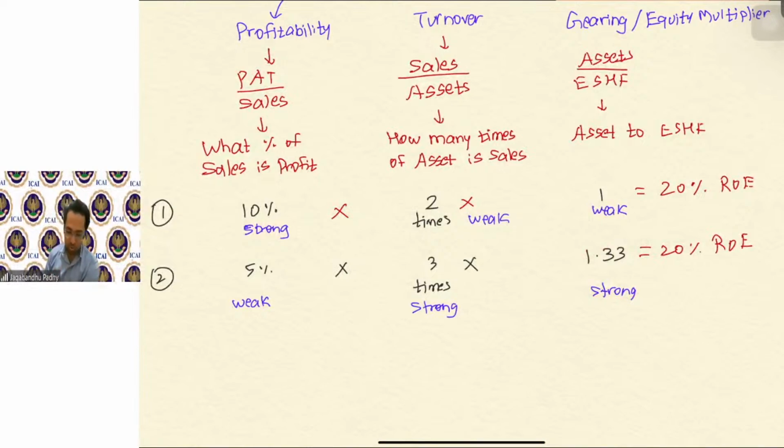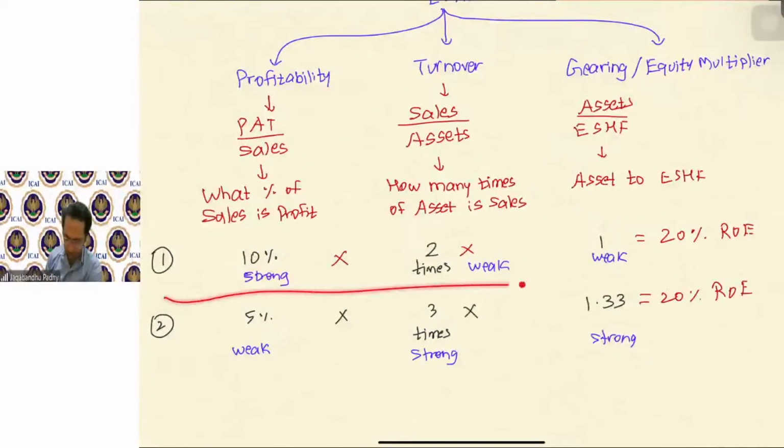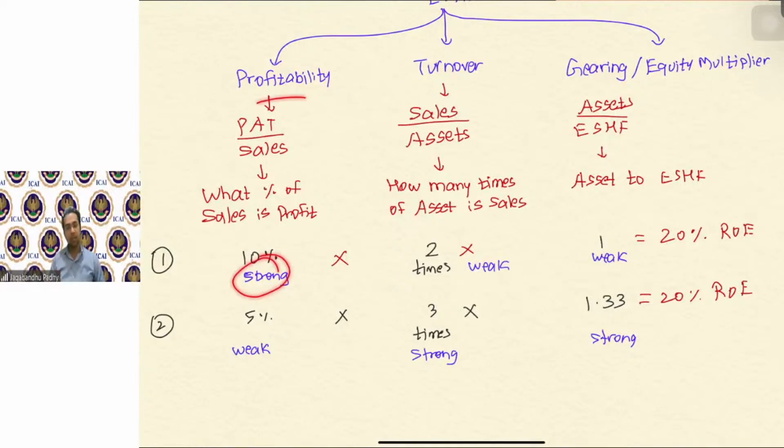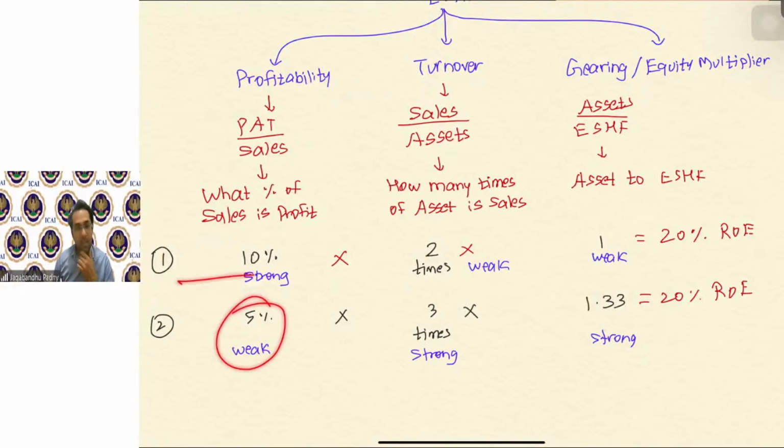Okay, so here we have both the companies that you observe. In the first case, the company is strong in profitability, whereas the second company is strong in turnover. The point is, both companies have a return on equity of 20%. If the second company is able to overcome its weakness of selling at a lower profit margin, then it can actually perform better than the first company, because it will be able to generate a higher rate of return.